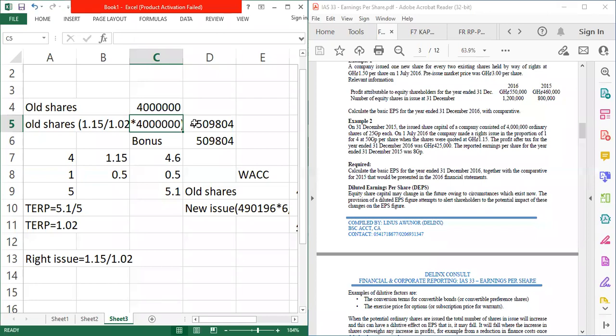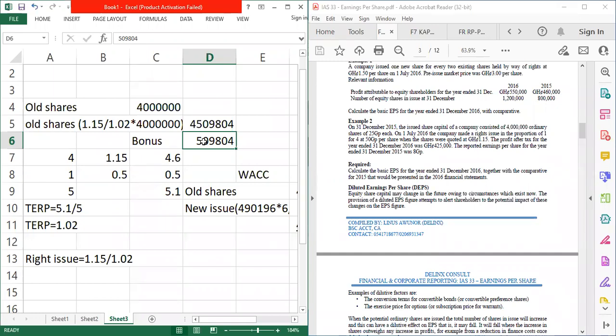So this is supposed to be the total shares that you should have after the bonus issue, which is 4,509,804. So this is now the total value. It means that we have 4 million, and the value is now increasing to this. The increment is the bonus issue. But the bonus issue was made from the rights issue. So you have to find the actual shares that you'll be getting from the rights issue, which is 1/4 times 4 million. And that is giving you 1 million.